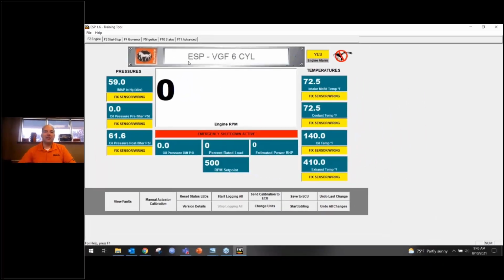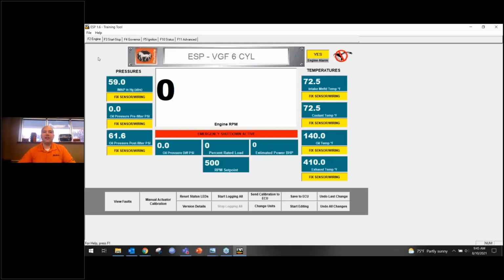It says over here, this is VGF 6-cylinder. Because I'm in the training tool, it doesn't give me any of the information at the top here. I don't have a real engine that I'm connected to, so I have no workspace identified there. It says the engine is most certainly in an alarm and I am not connected. We try to make this communication clear that, hey, you're not going to be able to troubleshoot this engine because nothing's moving, nothing's running. Make sure you have to move out of the training tool.